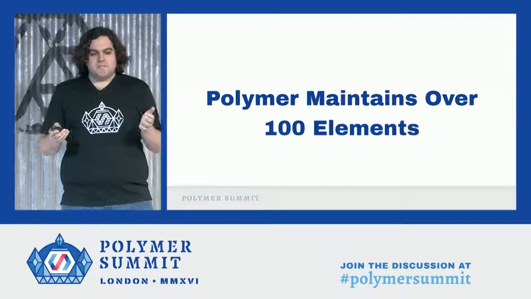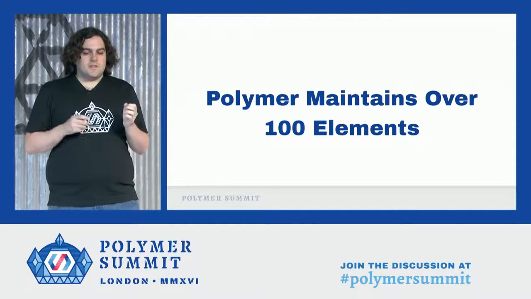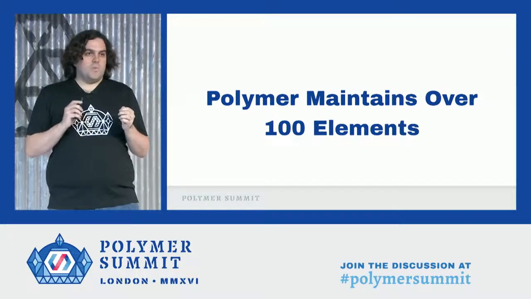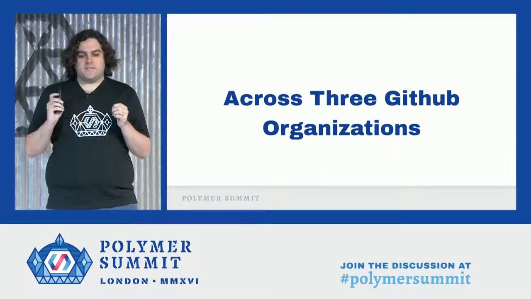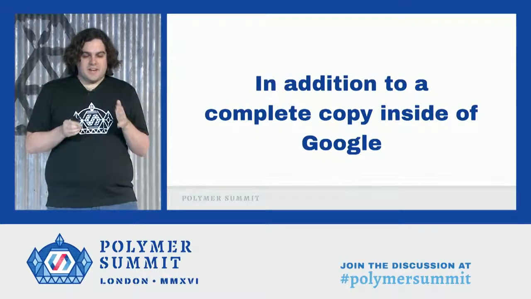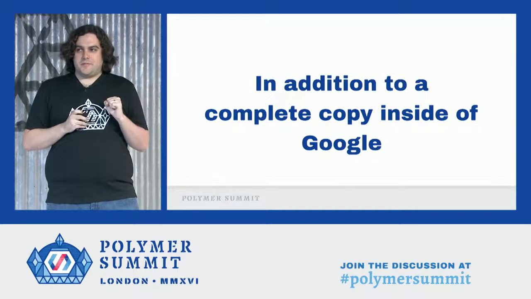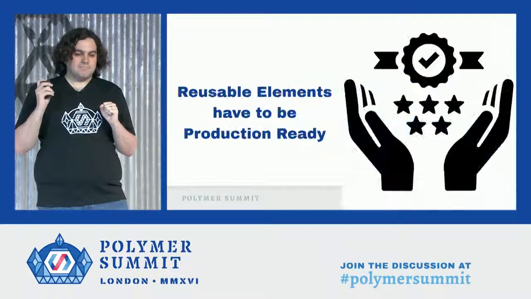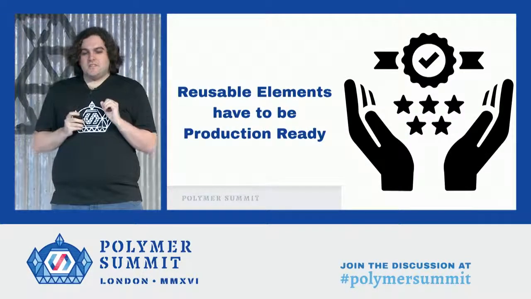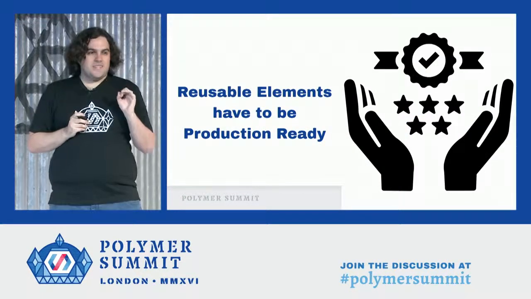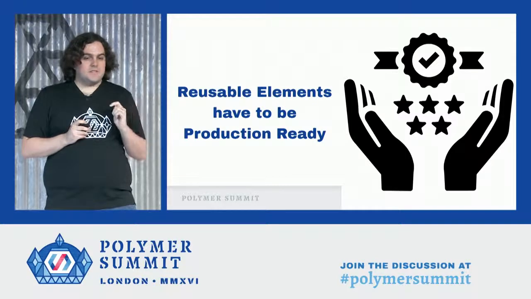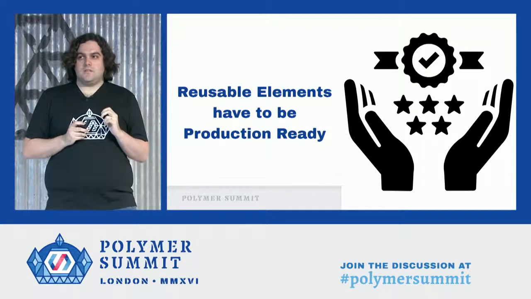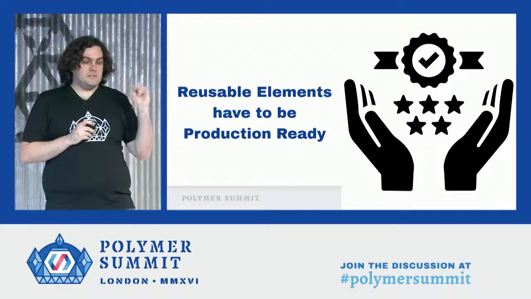And in order to meet the needs of Google and other customers, Polymer has to maintain over 100 elements across 3 GitHub organizations with an additional copy inside of Google's internal source control system. And to make sure that these reusable elements actually keep their promise to save the application developer time, they have to be highly tested, have great documentation, and contain understandable code. And that means they need to be production ready.